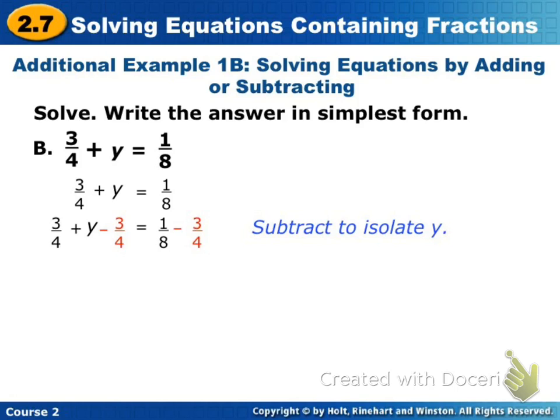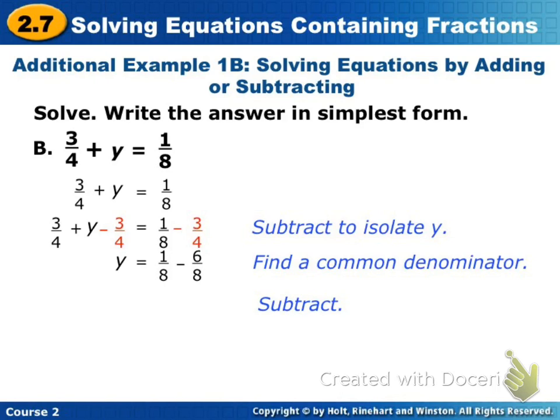left by itself. On the right, 1/8 minus 3/4, we have to first get the lowest common denominator between 8 and 4, which is 8. So get the common denominator. Then you could do subtraction and get a negative 5/8. And again, you could always substitute it back in for y and check your work.